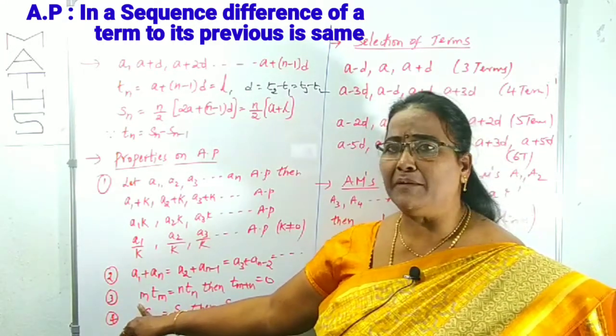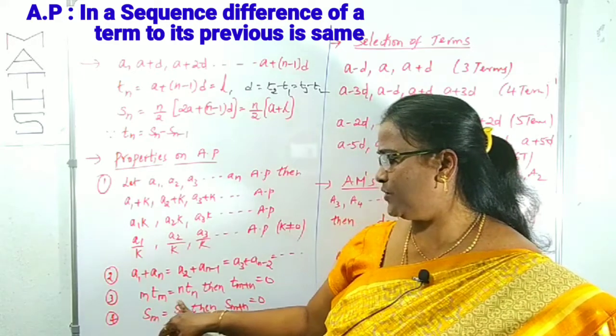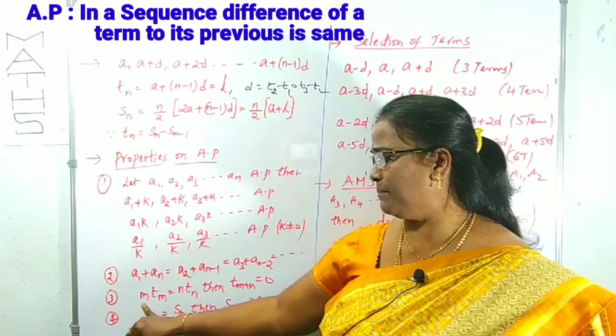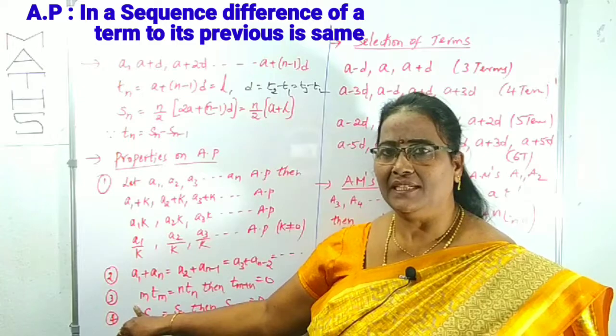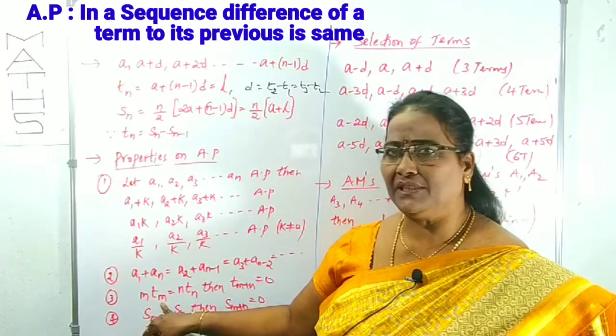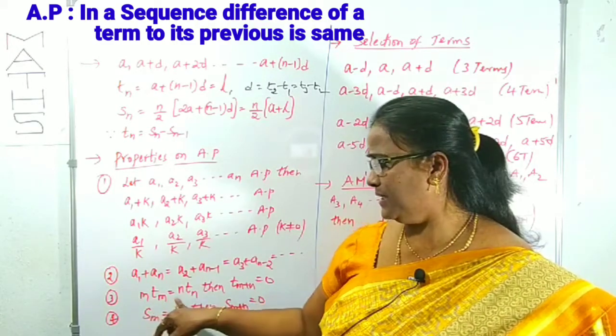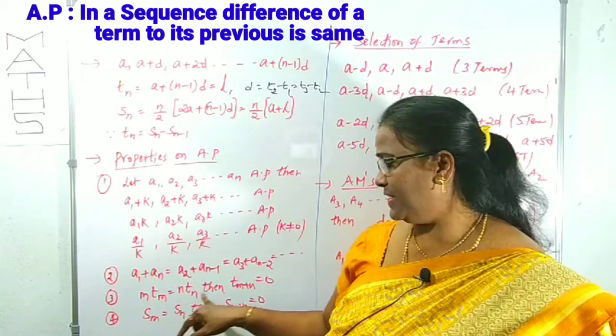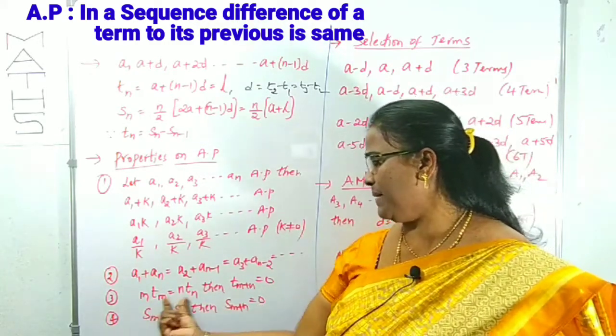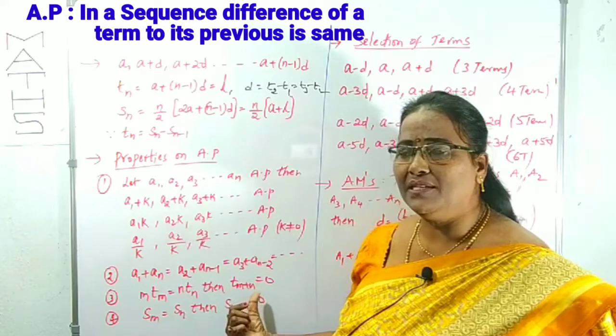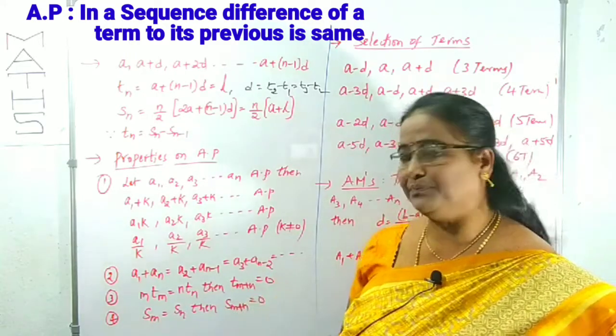Now, the third one. We can observe that if m times the mth term is equal to n times the nth term, that means m into Tm, where Tm is the mth term, is equal to n times Tn, then the (m plus n)th term is 0.